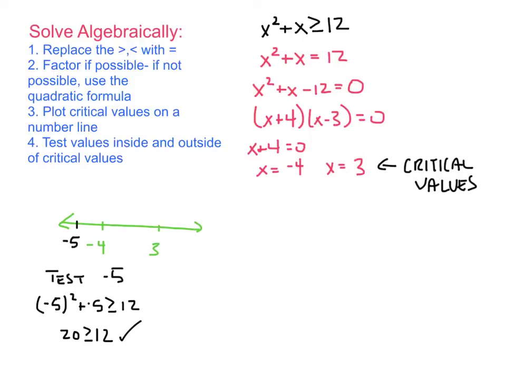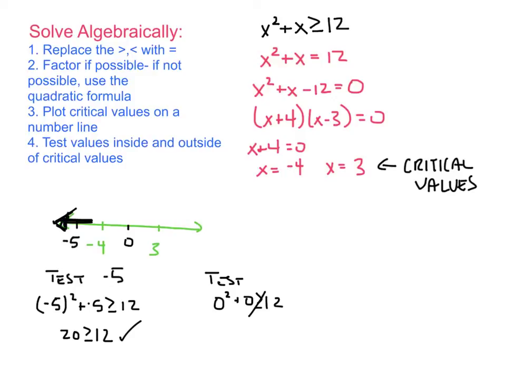But just to be sure, let's test a point inside these 2 points as well. What's inside? Yeah, 0. 0 is right in between negative 4 and 3. So I've got 0 squared plus 0 is greater than or equal to 12. Is that true? No. So all of this would be shaded.